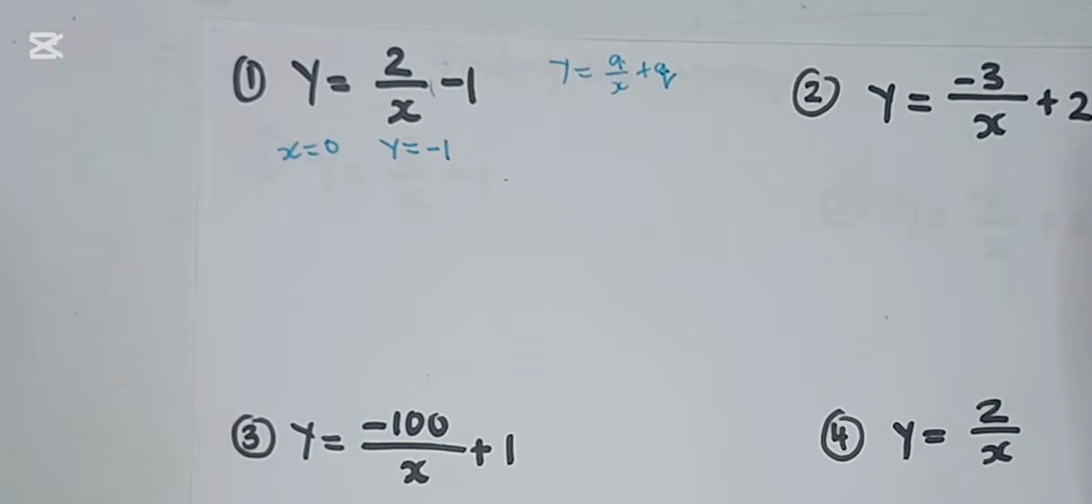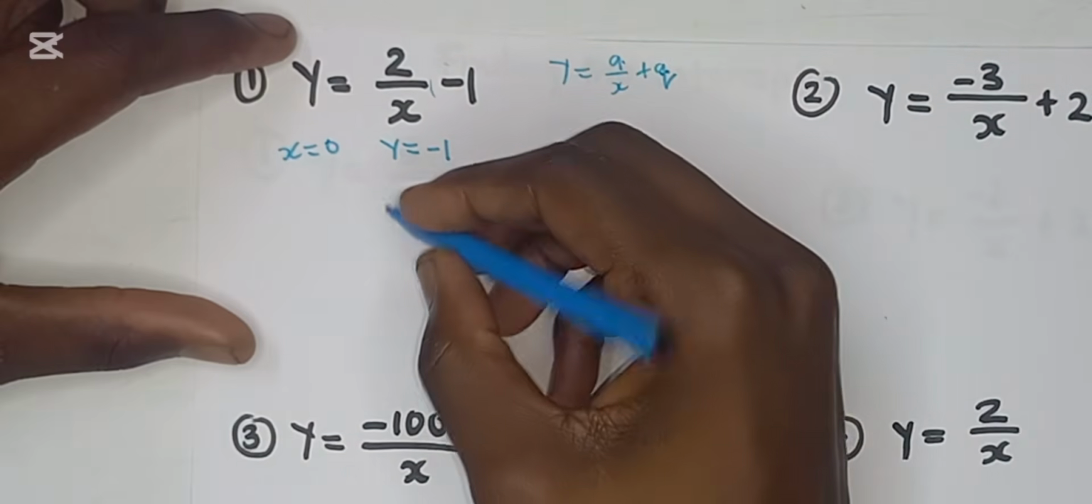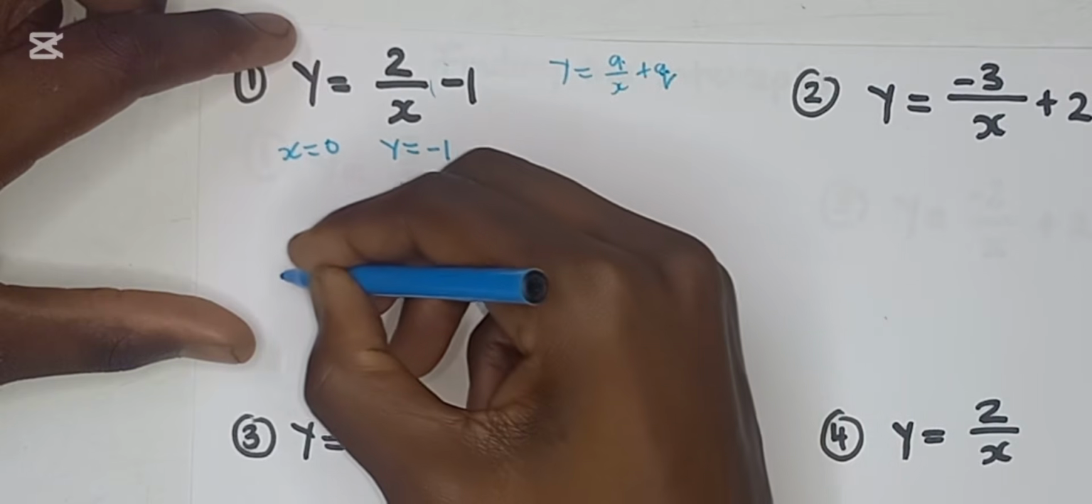So why is this important? Why is the equation of the asymptote important? It is important because when you want to draw your graph, you will need the equation of the asymptotes. So we're going to draw our graph something like this.